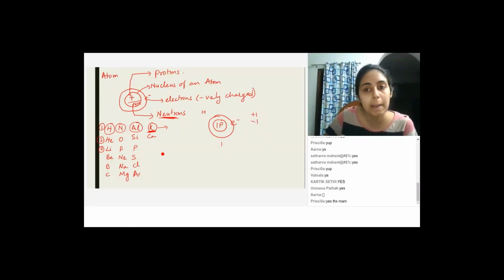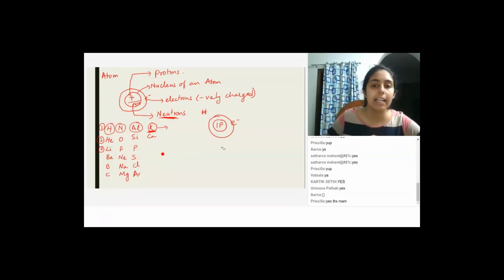So +1, -1, when I add these two numbers, I end up getting 0. That means that the hydrogen atom is neutral. It is not charged because both these charges are equal in number and they balance each other out. Okay, so hydrogen atom is neutral. In fact, all of these atoms that you will see, they're all neutral because the number of protons will be equal to the number of electrons.